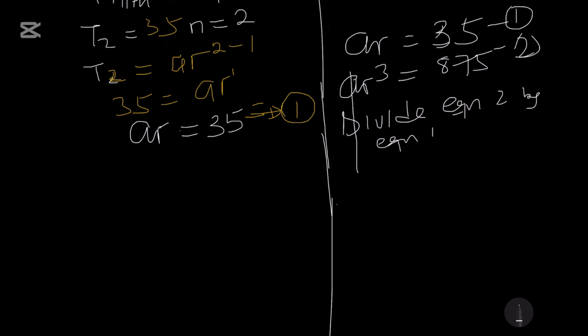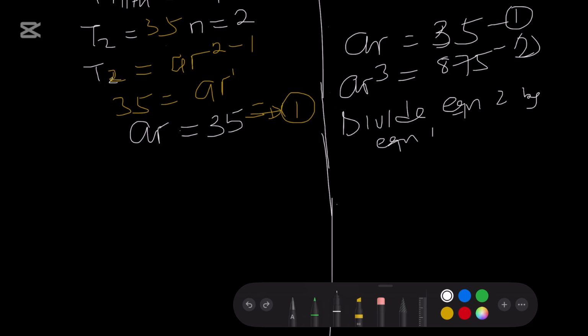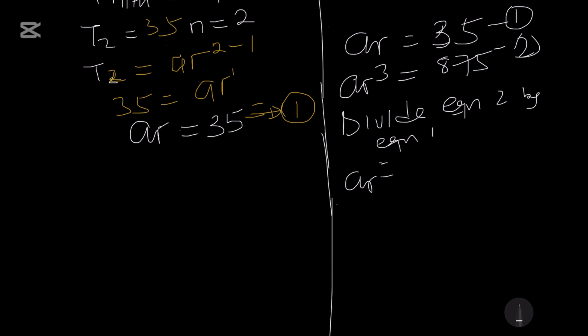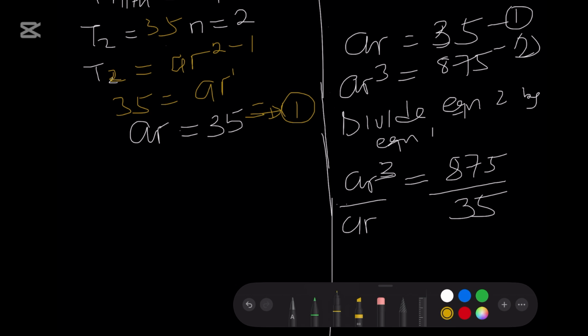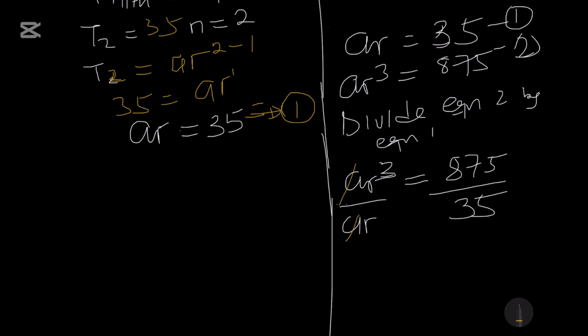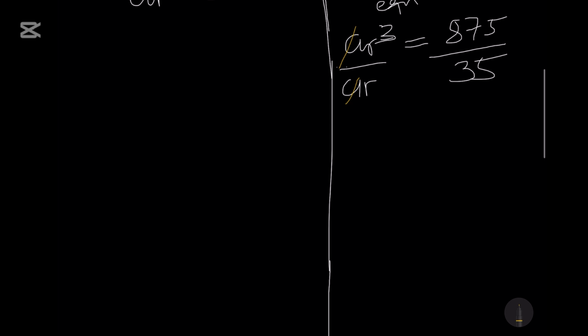So how do we go about that? Equation 2 says ar^3 = 875. Dividing it by equation 1, we divide by a r^1, then divided by 35. In this case a would cancel a, and according to indices we have r to the power 3 minus 1 equals, so 875 divided by 35 will give us 25. So we are left with r^2 = 25.